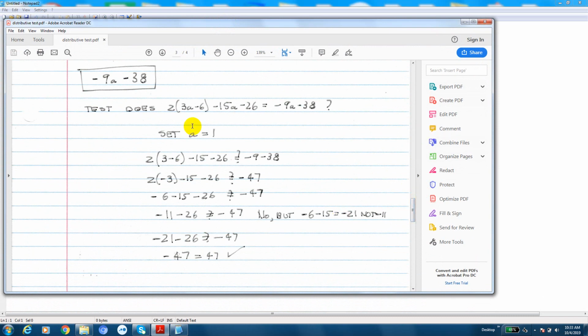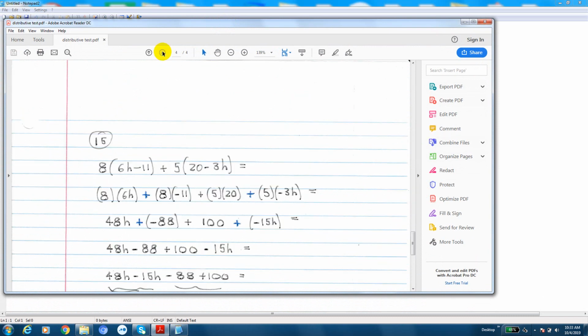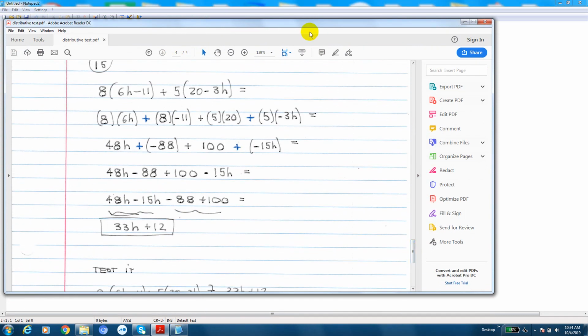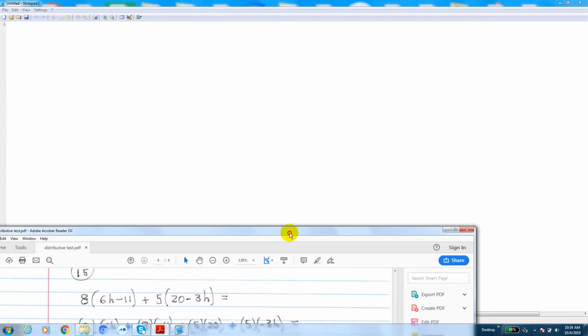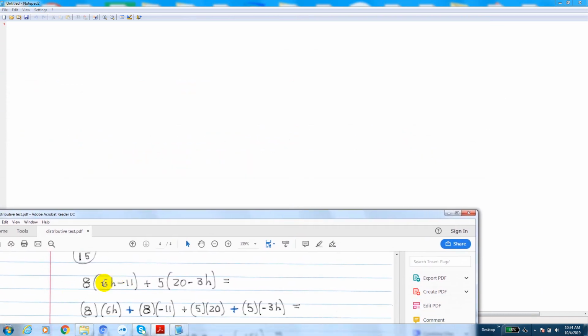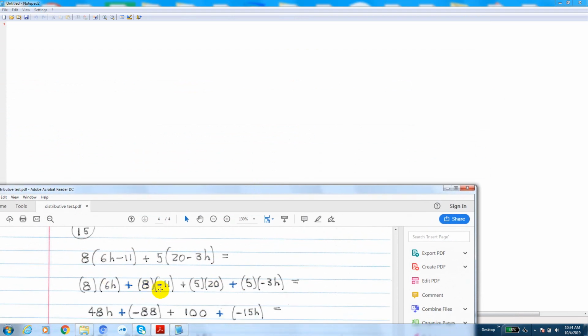Okay, I think there's one more. Real fast. This one we'll do really quickly because the video is much too long as it is. Go like that, right? And then you just distribute everything. Remember temporary plus sign, 8 times -11. Here you do 5 times -3h, temporary plus sign. See those temporary plus signs? Then you just do the math. 8 times -11 is -88. 5 times -3h is -15h, right?